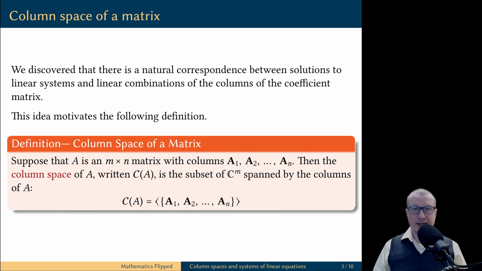Suppose that A is an m by n matrix, and we denote its columns by vectors A1, A2 through An. This matrix has n columns, each of which is a column vector of size m. The column space of the matrix A is the span of all the columns of the matrix, and as such, it is a subset of C^m.